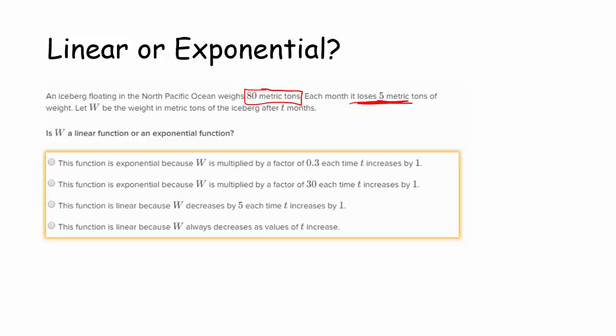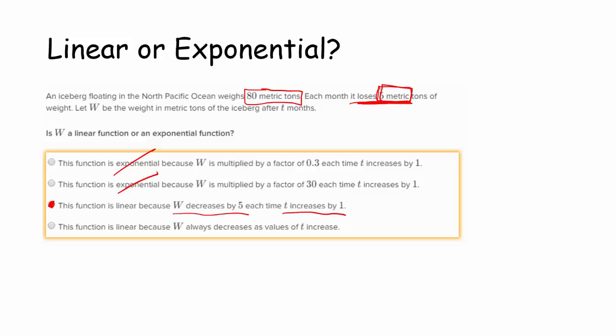So that is a linear decrease. That's a constant rate of change. Each month that passes, you're losing the same amount of weight. So the slope here would be 5. 1 month goes by, you would lose 5 metric tons. The slope would be negative, -5 because you're losing 5 tons every month that goes by. So now we can get rid of the choices that say exponential. This function is linear because w decreases by 5 each time t increases by 1. That is definitely the answer.